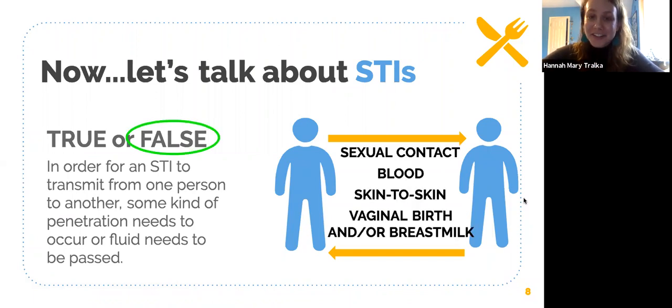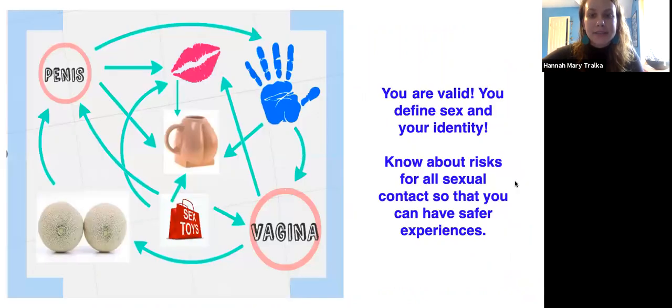It's actually false. STIs can be transmitted by a variety of different things, including any type of sexual contact. So what exactly is sexual contact? How do we define sexual contact? And what exactly is it?